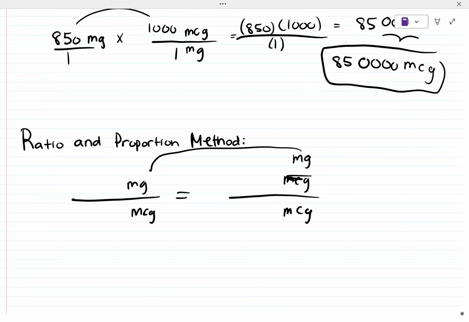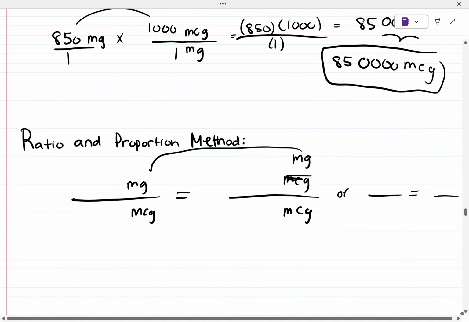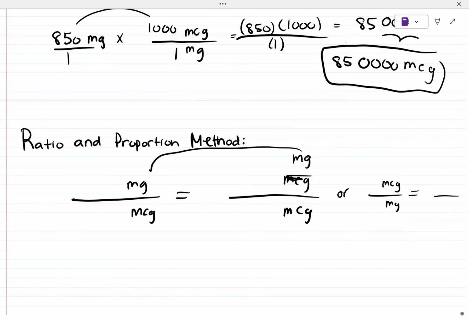So you don't have to do it this way. You can also set it up like this. You could put mcg on the top and then mg on the bottom, right? But if you do that, this has to be mcg on the top and then mg on the bottom. Okay. So let's fill in our blanks.